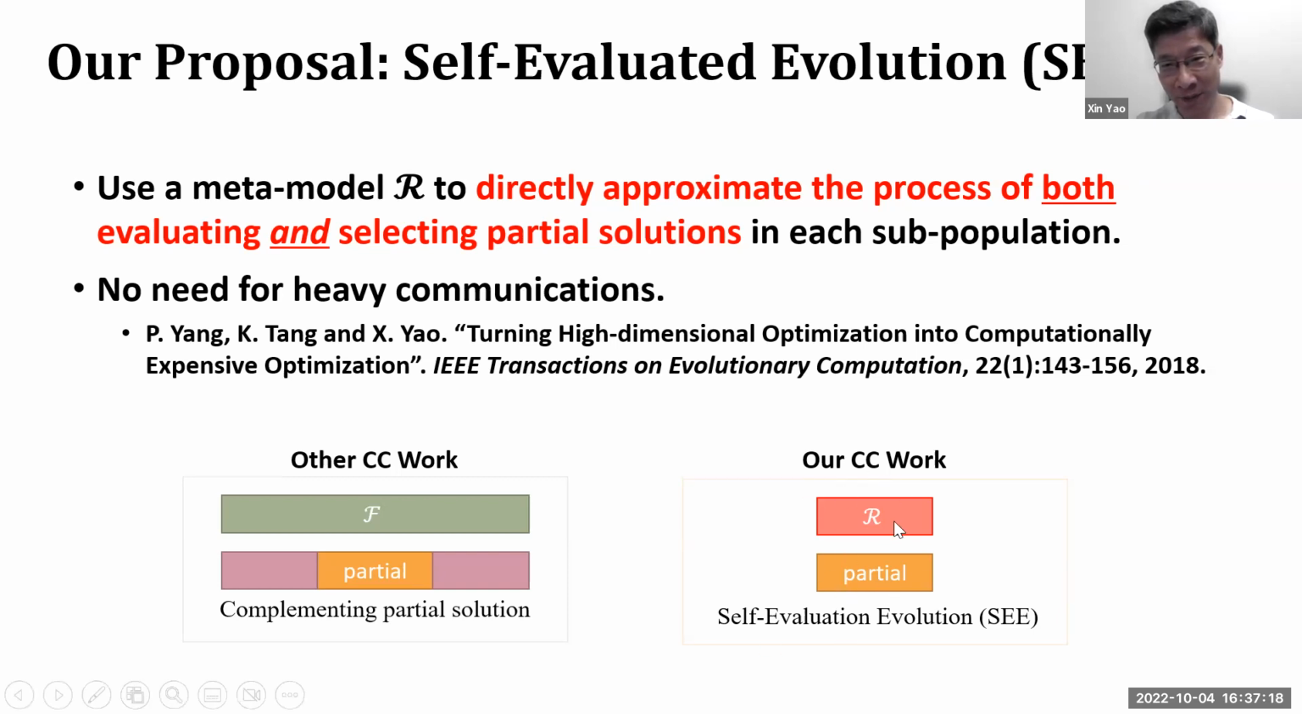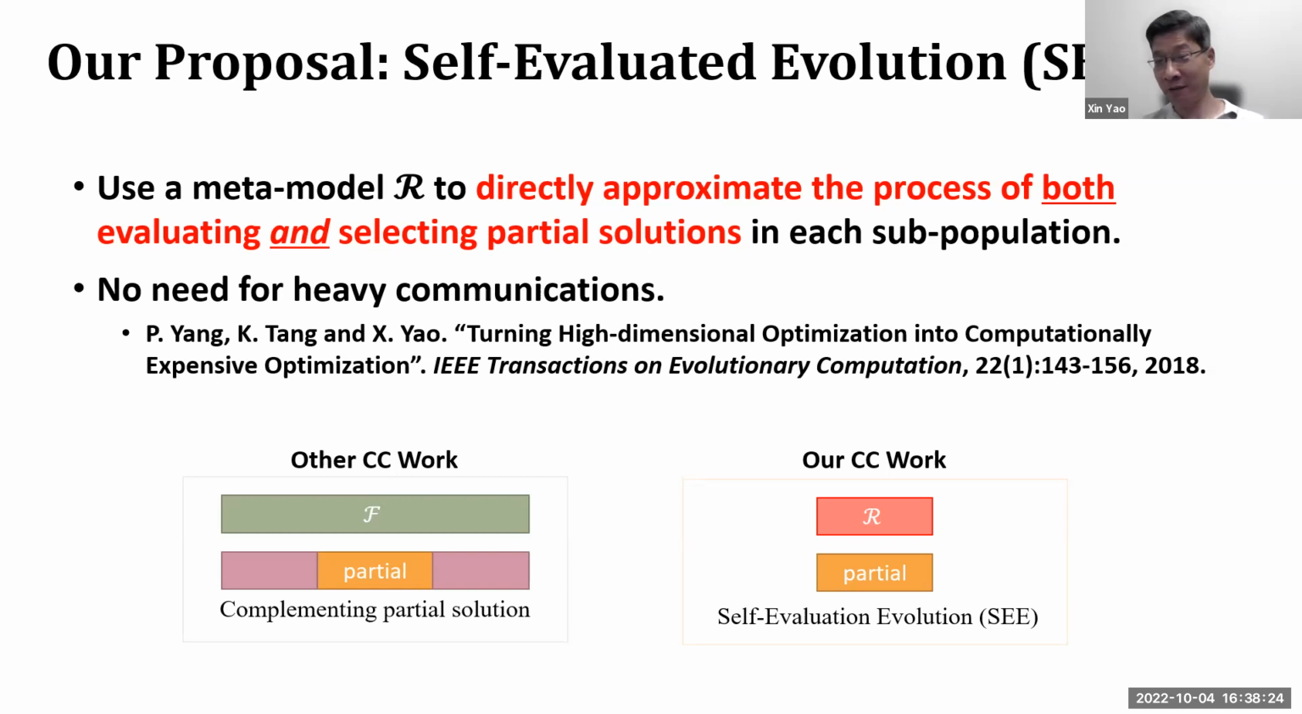On the right-hand side of this bottom is our SEE proposal. So our idea basically says, is there any way I can come up with a meta model we call the R? It's very important to remember this meta model, or sometimes we could call it the surrogate model, is not used to approximate fitness. Instead, we want to build a meta model to approximate the selection process directly. If we can learn this model, then given this partial individual in the middle, we can use this meta model to say whether we should retain this in the next generation or whether we should throw it away for the evolutionary process.